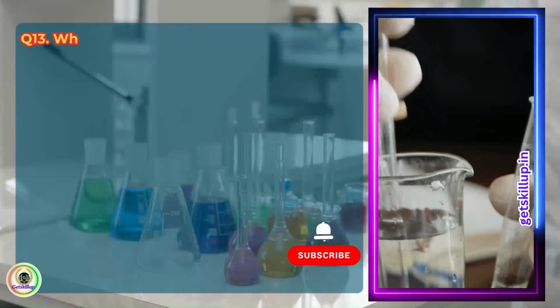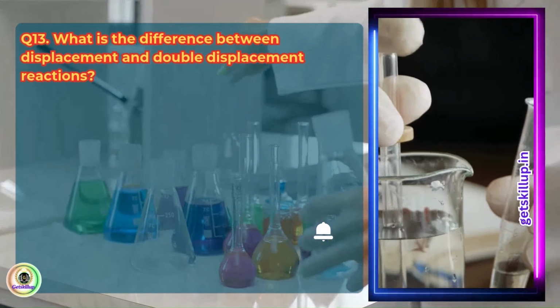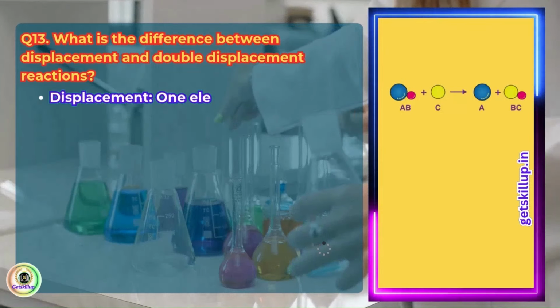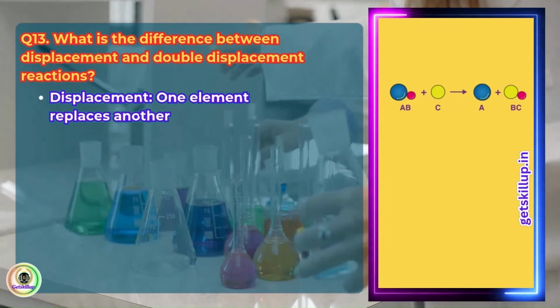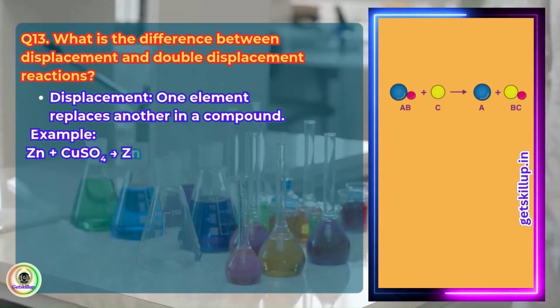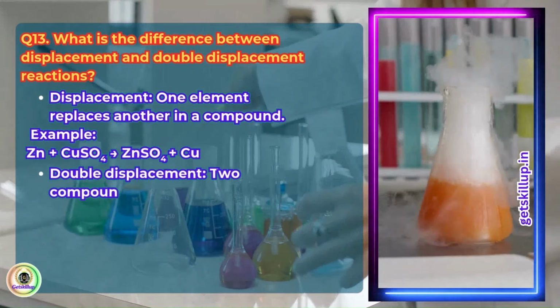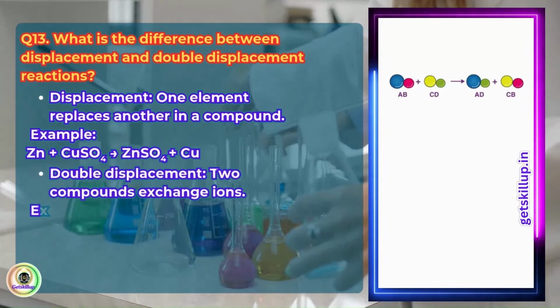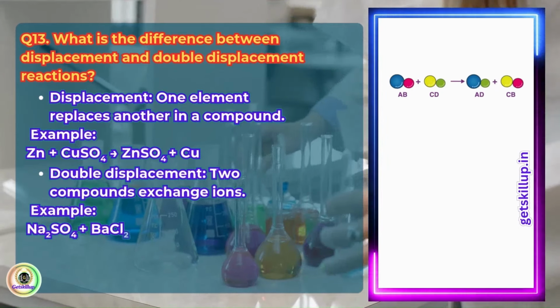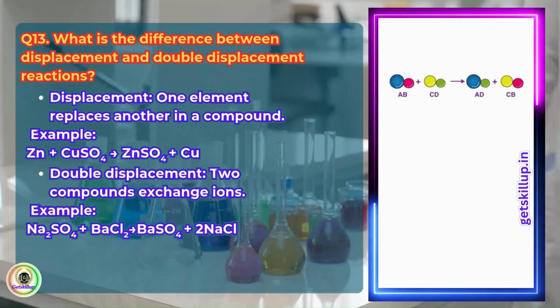Question 13. What is the difference between displacement and double displacement reactions? Displacement: one element replaces another in a compound. Example, Zn plus CuSO4 gives rise to ZnSO4 plus Cu. Double displacement: two compounds exchange ions. Example, Na2SO4 plus BaCl2 gives rise to BaSO4 plus 2NaCl.